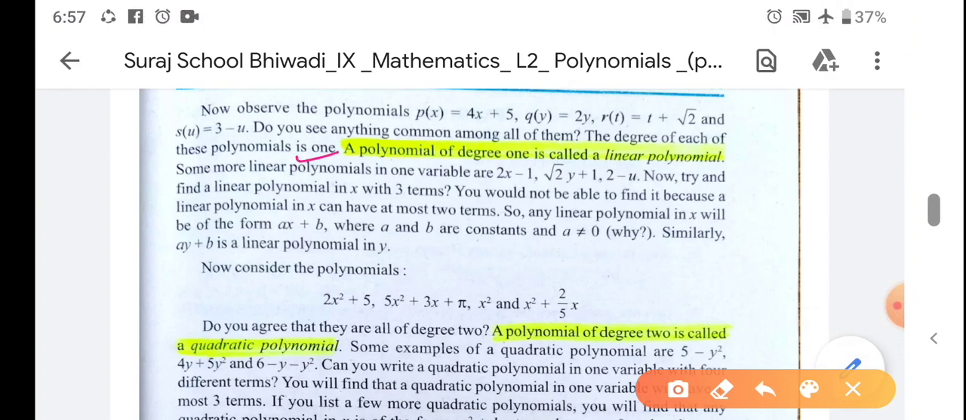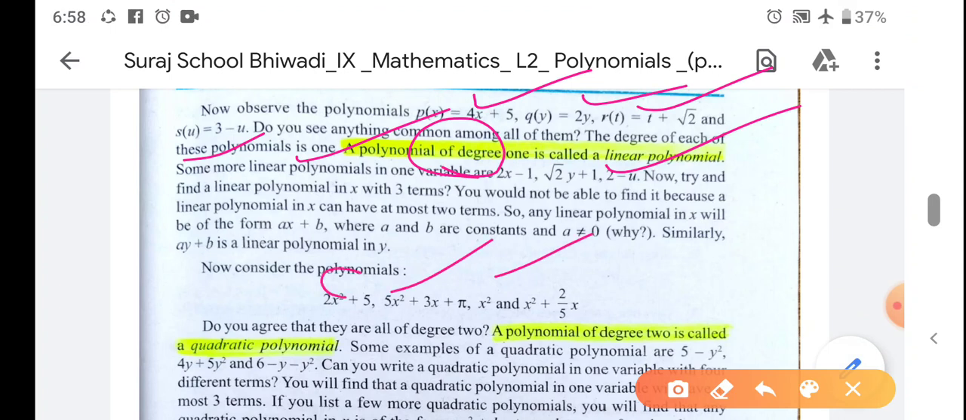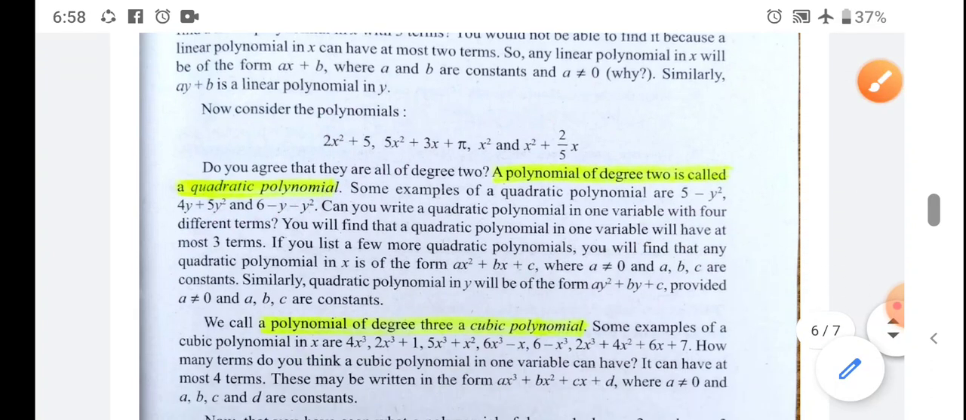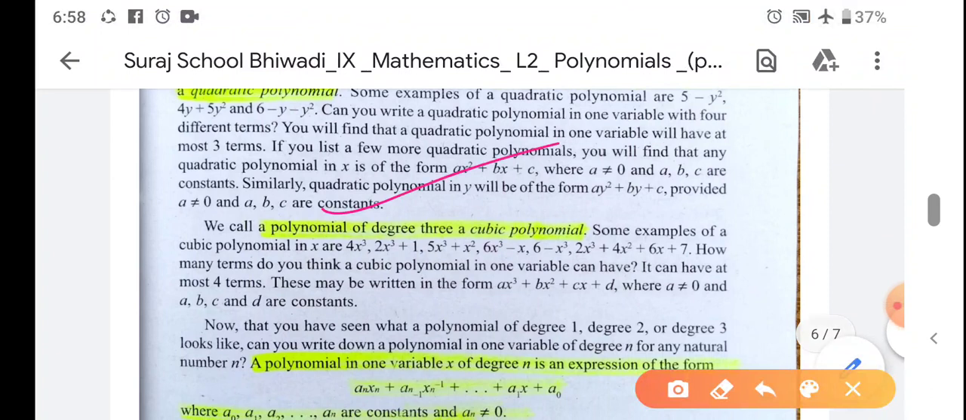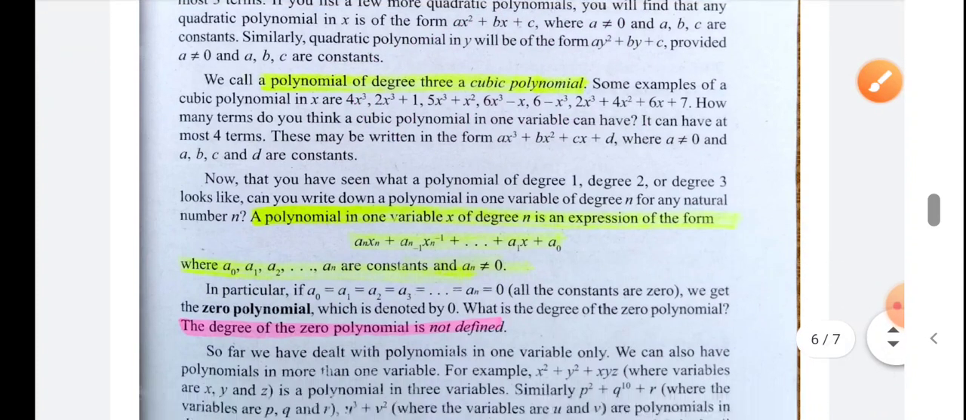If the degree is 1, then it is called a linear polynomial. For example, 4x plus 5, 2y, t plus root 2, 3 minus u. But if the degree is 2, the highest power is 2, then a polynomial of degree 2 is called a quadratic polynomial. And if the polynomial has degree 3, then it is called a cubic polynomial.